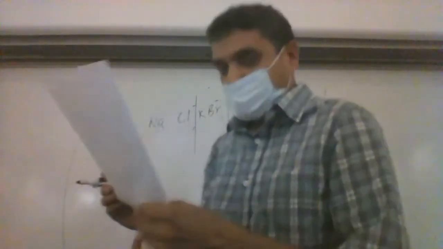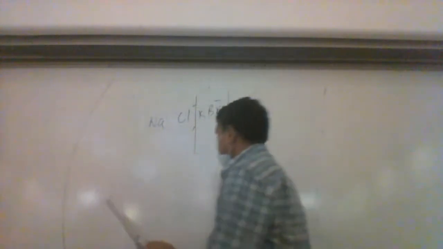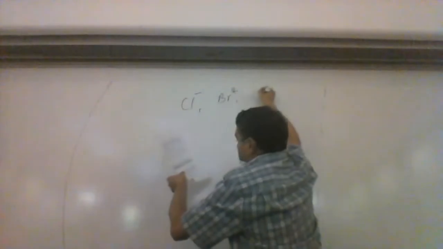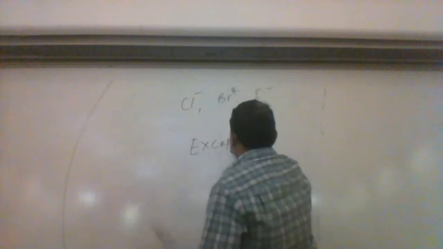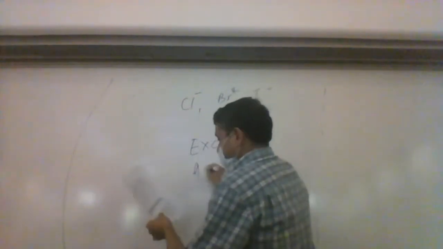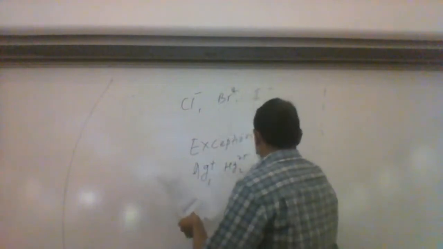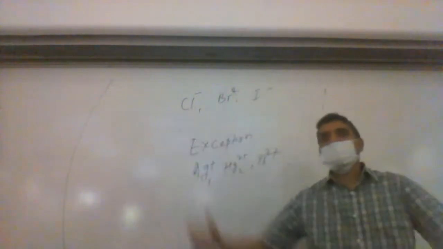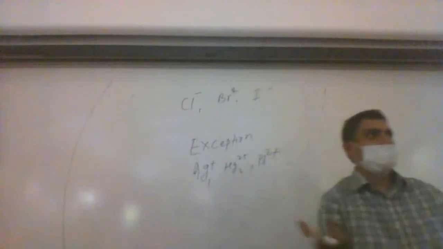Now, if you go toward the lower side of the box, at the top, in box 2, it is saying Cl minus, Br minus, and I minus. And at the bottom, it is saying exception. So it is giving the exceptions Ag plus, Hg2 2 plus, and Pb2 plus. What does the exception mean? Combine this with this, and that doesn't dissolve. So what can dissolve? We already talked. What cannot dissolve?